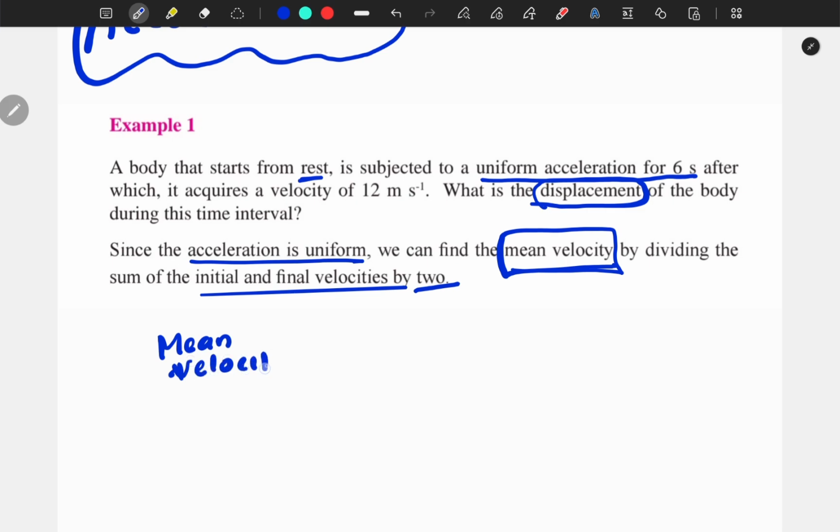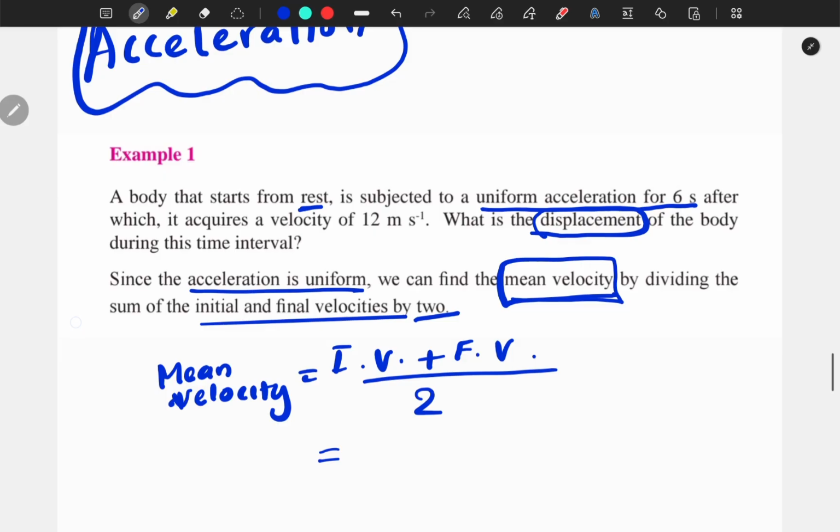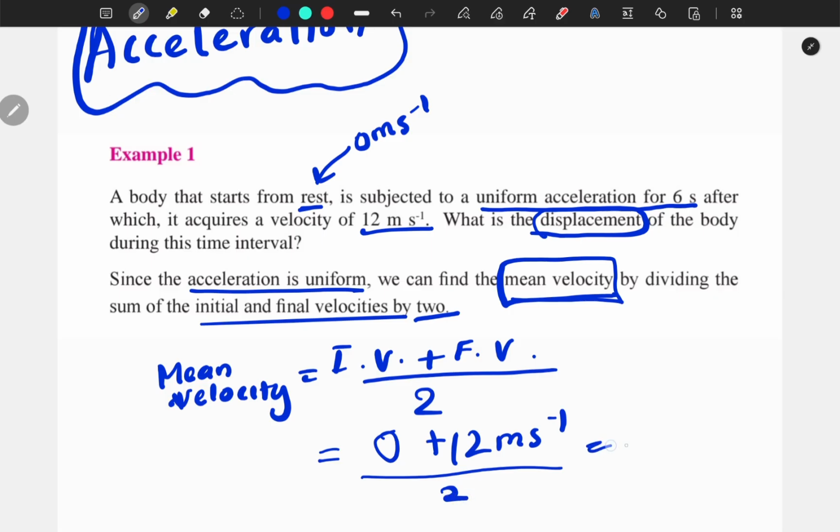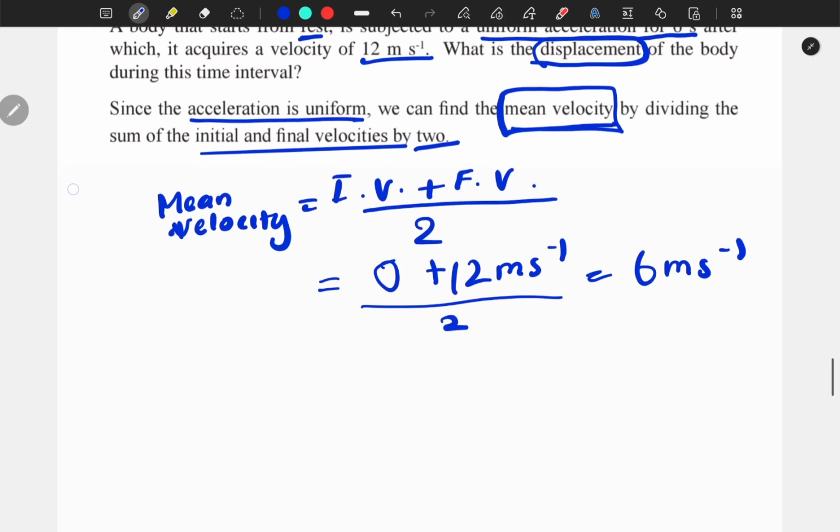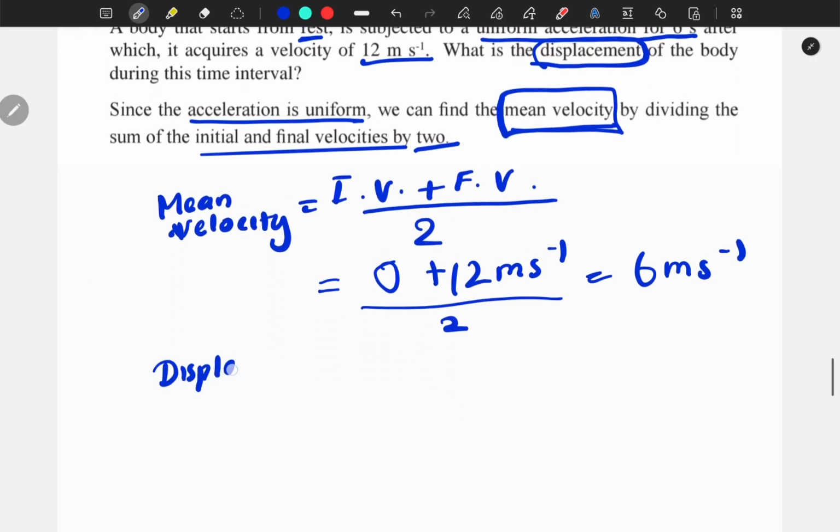Mean velocity equals what? Initial velocity, don't use abbreviations when you are writing. You have to write it fully. Divide by 2. Initial velocity එක මොකද්ද? It starts at rest. That means the initial velocity is 0 meters per second. Then the final velocity is 12 meters per second. Divided by 2, this answer is 6 meters per second. Then you know how to find the displacement.